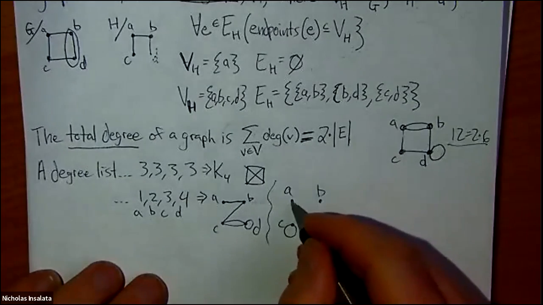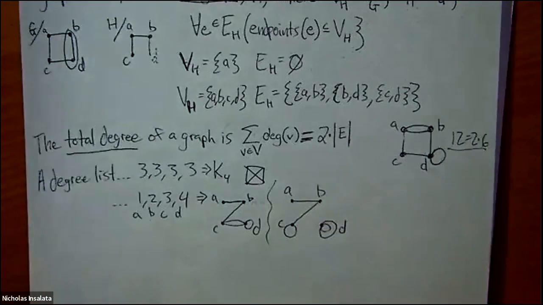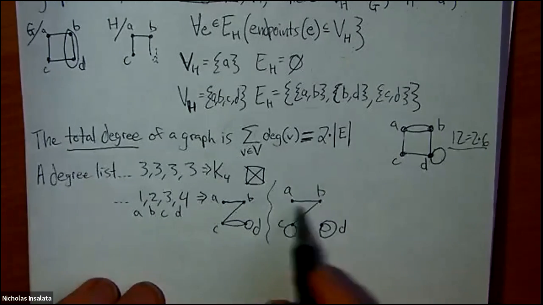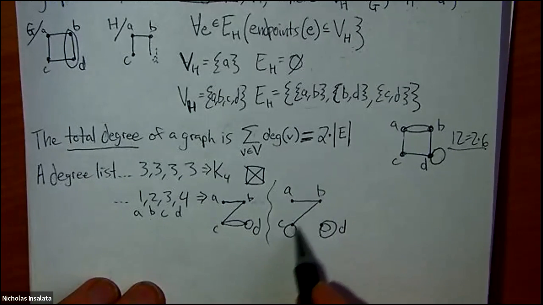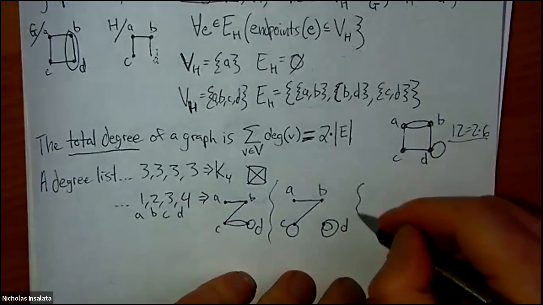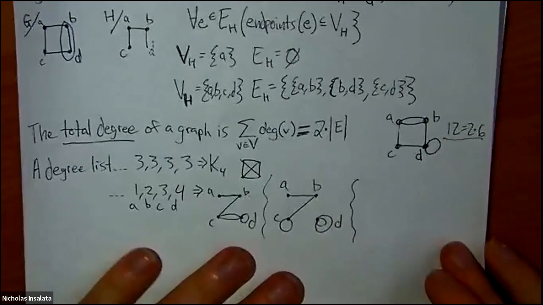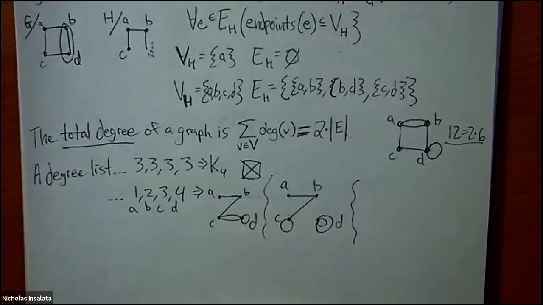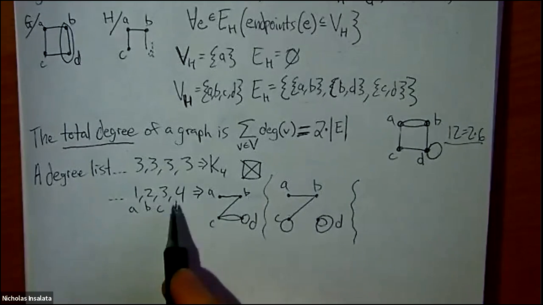A to B and B to C. Yep, that works, right? 1, 2, 3, and 4. Yep, that works fine. Let's do another one. Let's try to minimize the number of loops and parallel edges. Can we get away with doing this without any loops or parallel edges?